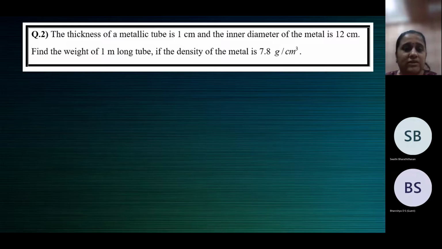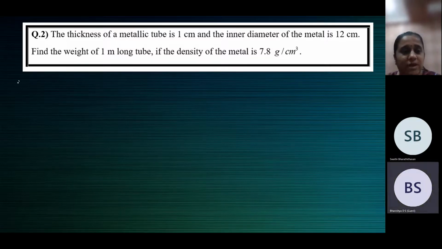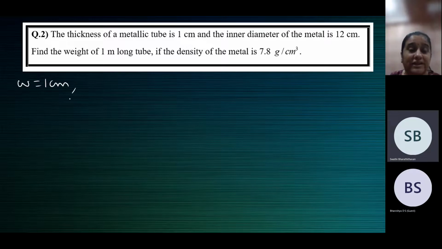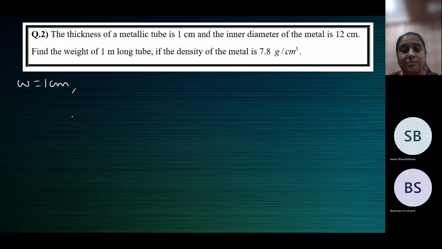All right, Bhavishya and Swati, what do we mean by the thickness of the metallic tube? How do you represent the thickness? W, ma'am. W is equal to 1 centimeter. Very good. Then inner diameter, small d or capital D? Small d, ma'am. Inner diameter is small d, outer diameter is capital D, inner radius is small r, outer radius is capital R.